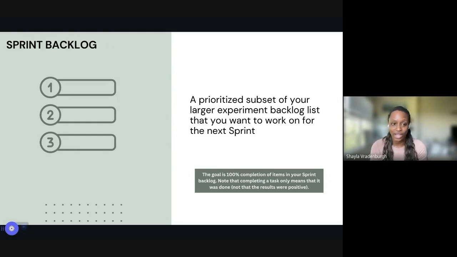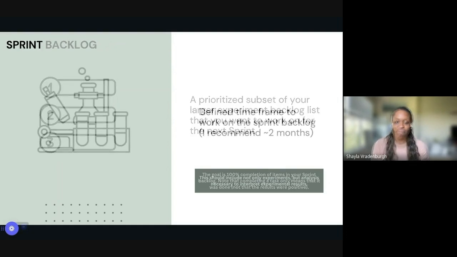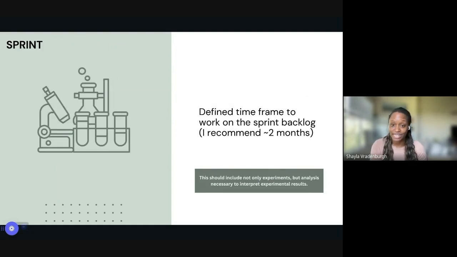So if you have 3 items on your sprint backlog, the goal is to actually do the 3 experiments that you've put on your sprint backlog, even if they all return negative results or none of them work properly. So next you have the sprint itself.